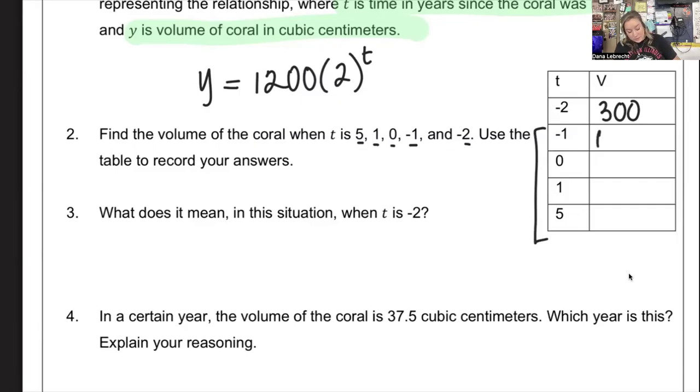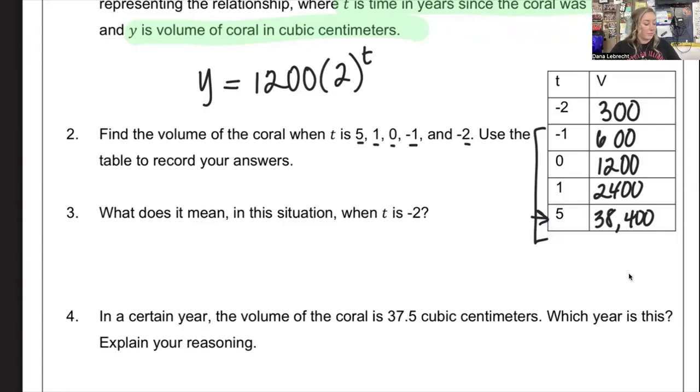So we should have gotten 600, 1,200, 2,400, and then our years jump all the way up to 5. So that's going to be 38,400. Okay. Now remember when we're talking about our value of t, t is the time in years since the coral was measured, right? So for example, if we were talking about 5, that would be 5 years since the coral was measured, right? We're talking about time in relation to the coral first being measured.